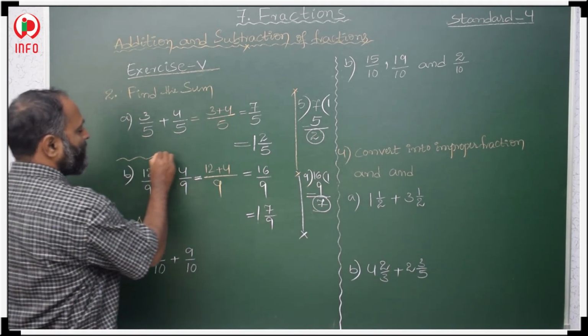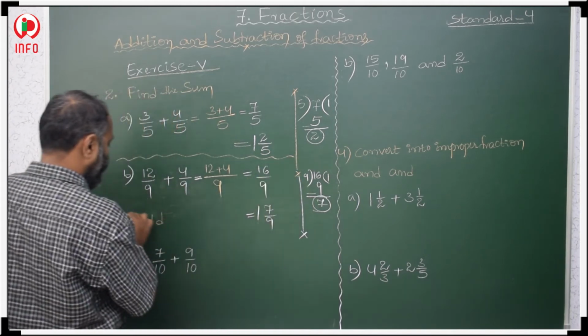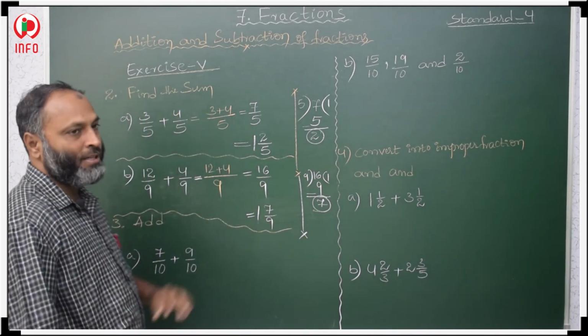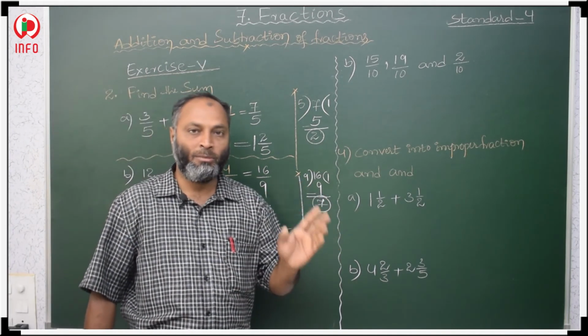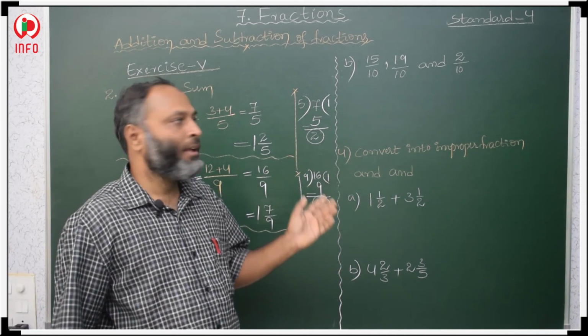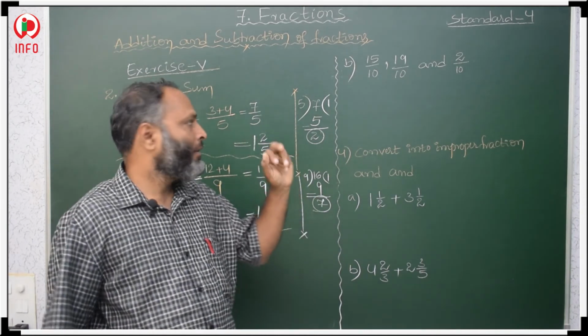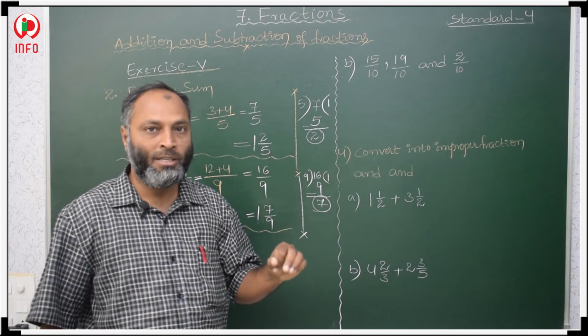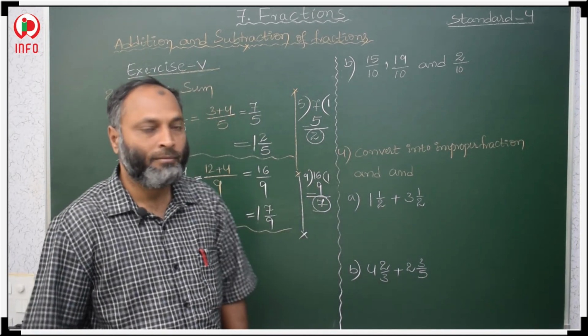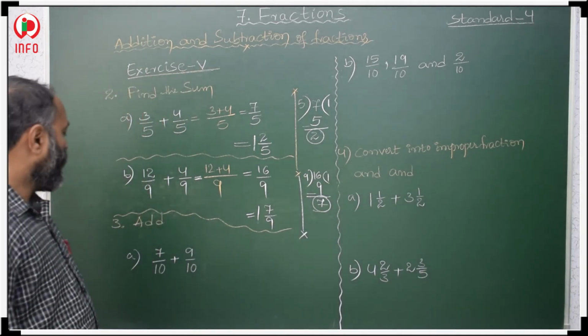In this way we have to add when like fractions are given. Whenever like fractions are given, first we have to add the numerators, sum of numerators by common denominator. After adding, check your fraction, and if it is an improper fraction, then you convert the improper fraction into a mixed fraction. Okay. Now here add.